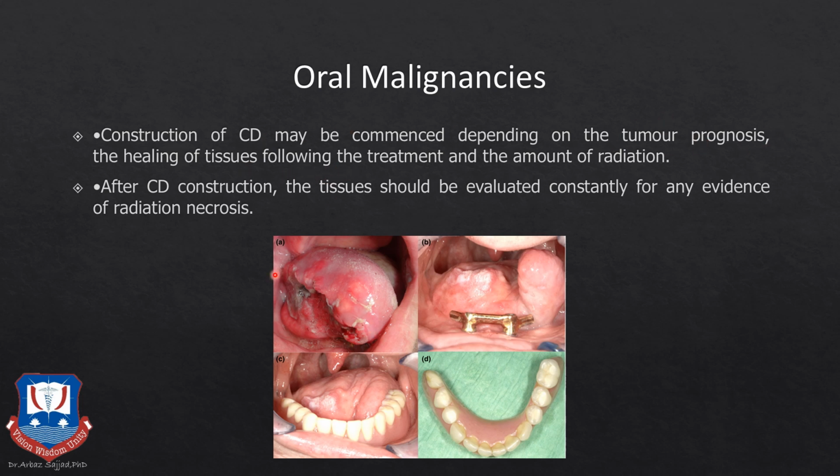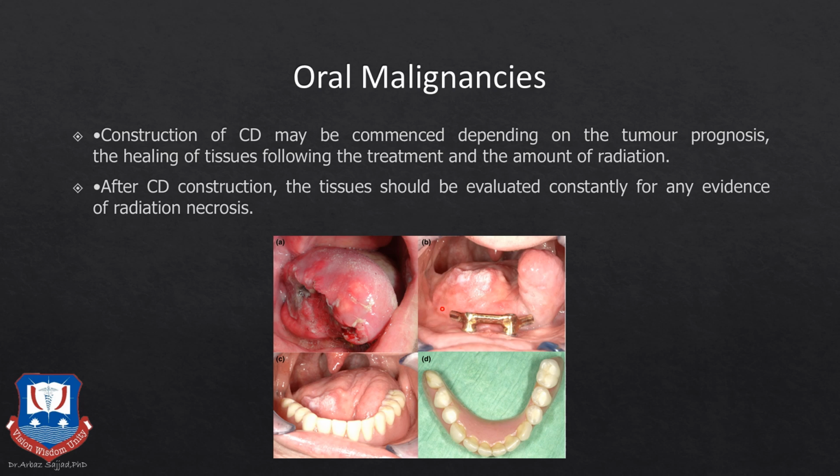Also, we have to keep in mind that when the patient comes after the treatment or after the surgical procedure, he may be missing a part of the tongue. That is, hemiglossectomy may be done in case of lingual carcinomas. He may be missing a part of the jaw, like hemimandibulectomy or partial mandibulectomy.